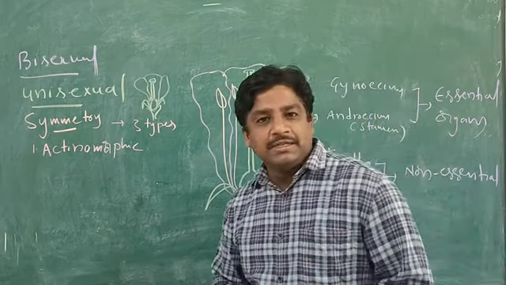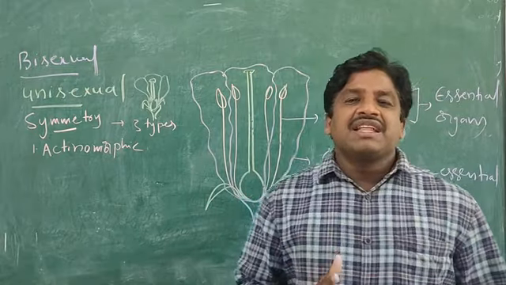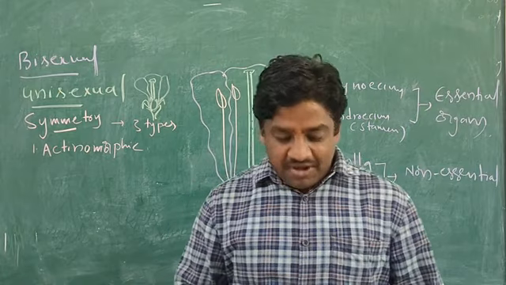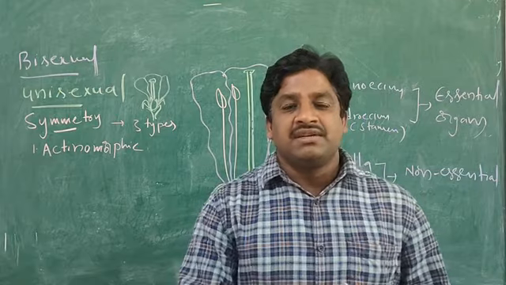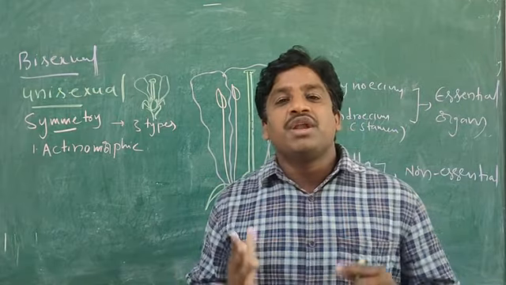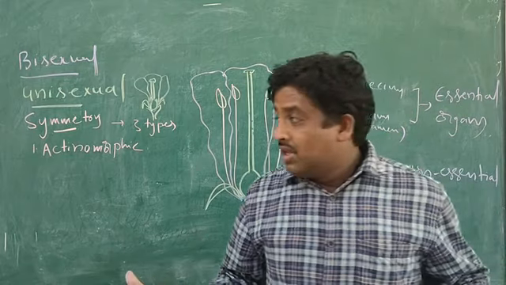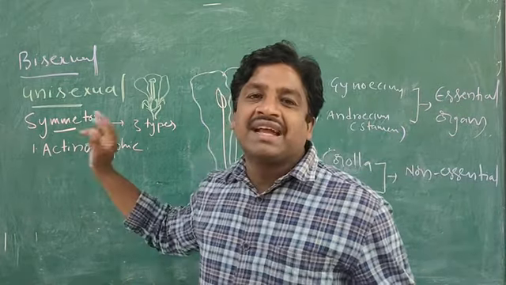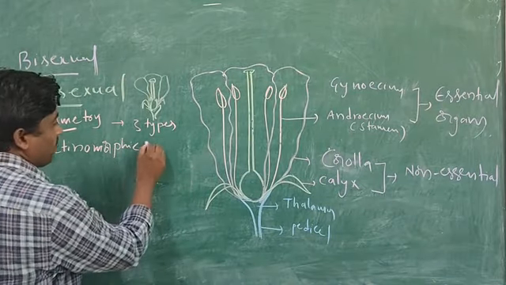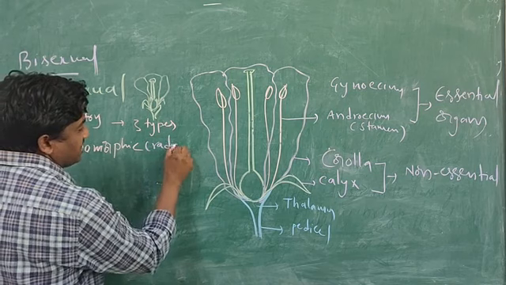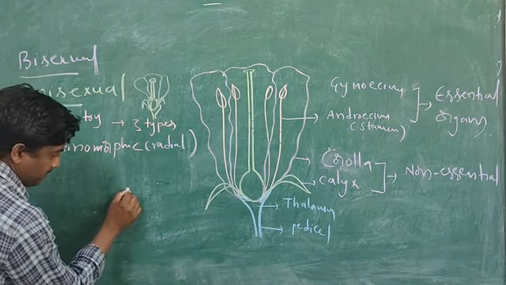Actinomorphic flower means the flower you can cut in any plane. Passing through the center, it can be divided into 2 equal halves. That means 2 equal parts. That's what we call such flowers, actinomorphic flowers. Another way, it is called radial symmetry. Suppose for example, you can see here.